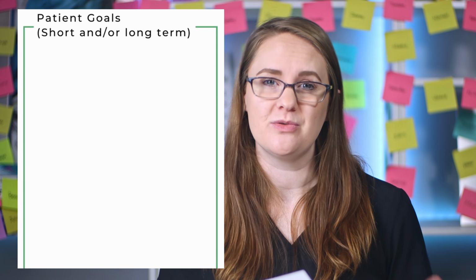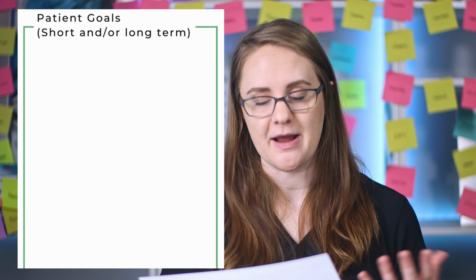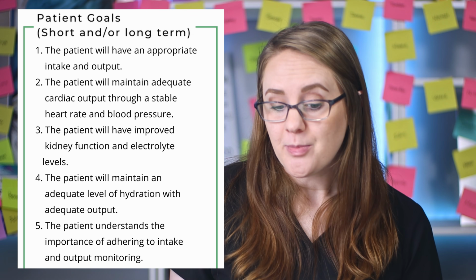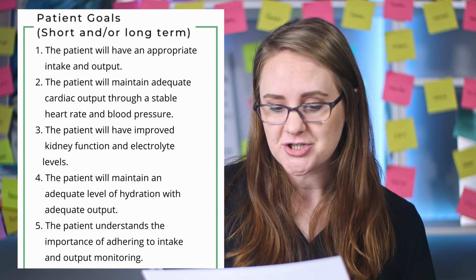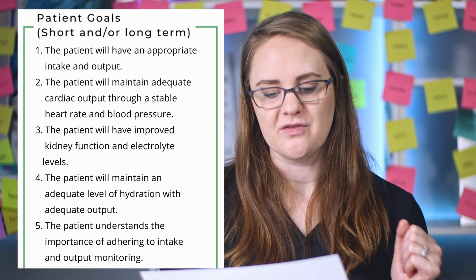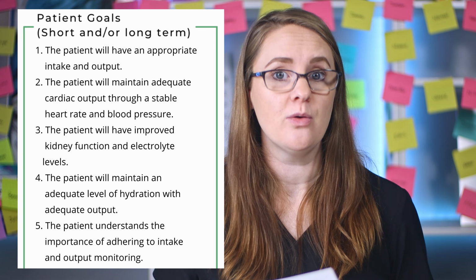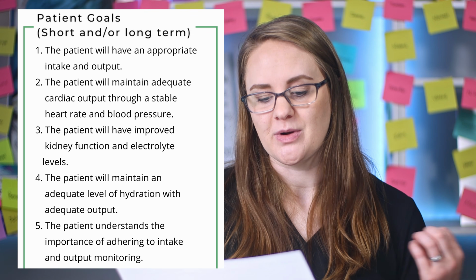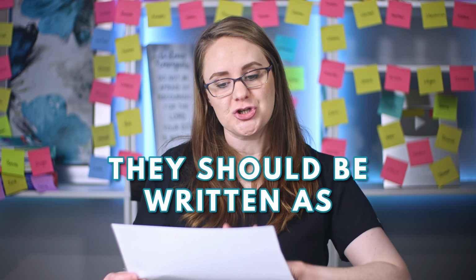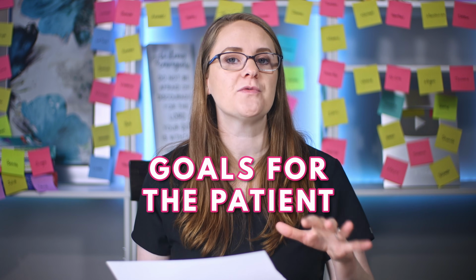So some possible patient goals that you might use for your care plan for acute kidney injury could be things like: the patient will have an appropriate intake and output. The patient will maintain adequate cardiac output through a stable heart rate and blood pressure. The patient will have improved kidney function and electrolyte levels. The patient will maintain an adequate level of hydration with adequate output. And the patient understands the importance of adhering to intake and output monitoring. Now, a key thing to know about patient goals is that they should be written as "the patient will." These are all focused on goals for the patient.